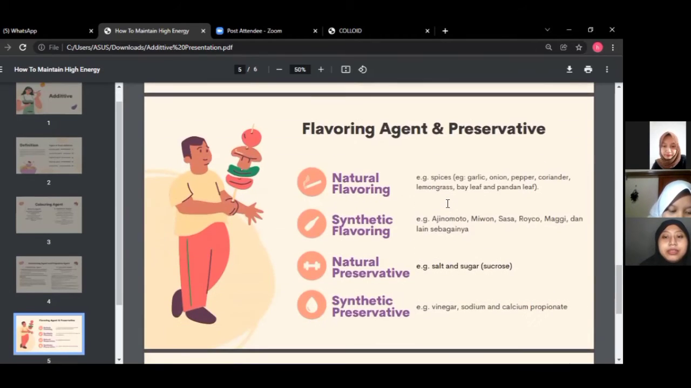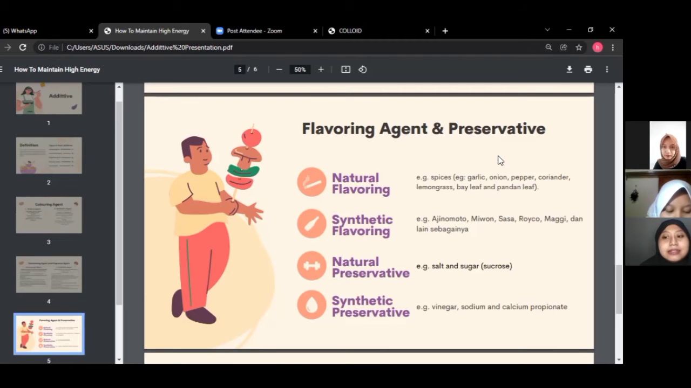Next, we're going to move to flavoring agent and the preservative. So for the flavoring agent, same as before, the flavoring agent is divided into two parts. First is natural flavoring, such as spices.